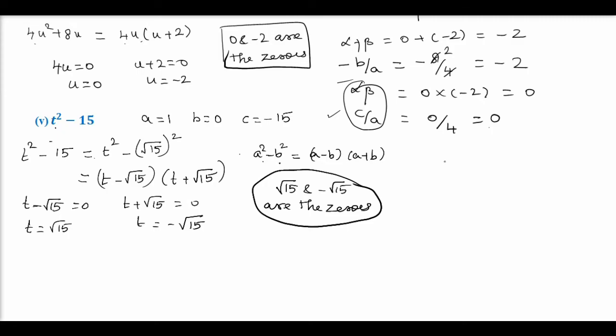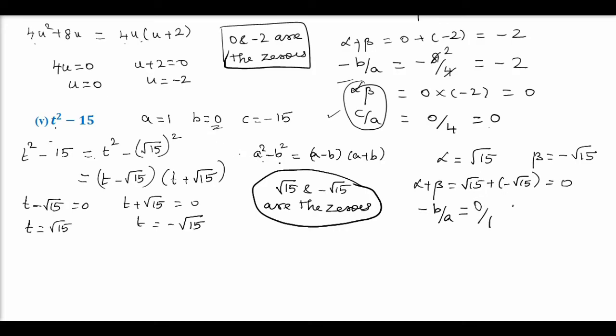Now we'll verify the relationship between the zeros and its coefficients. Let alpha equal root 15 and beta equal minus root 15. Now alpha plus beta, let me add the two roots, so it's root 15 plus minus root 15, that's equal to 0. And this should be equal to minus b by a, let's check it out. This is equal to minus b, here b is 0, so 0 by any number is 0 again. Therefore, we got alpha plus beta equal minus b by a.